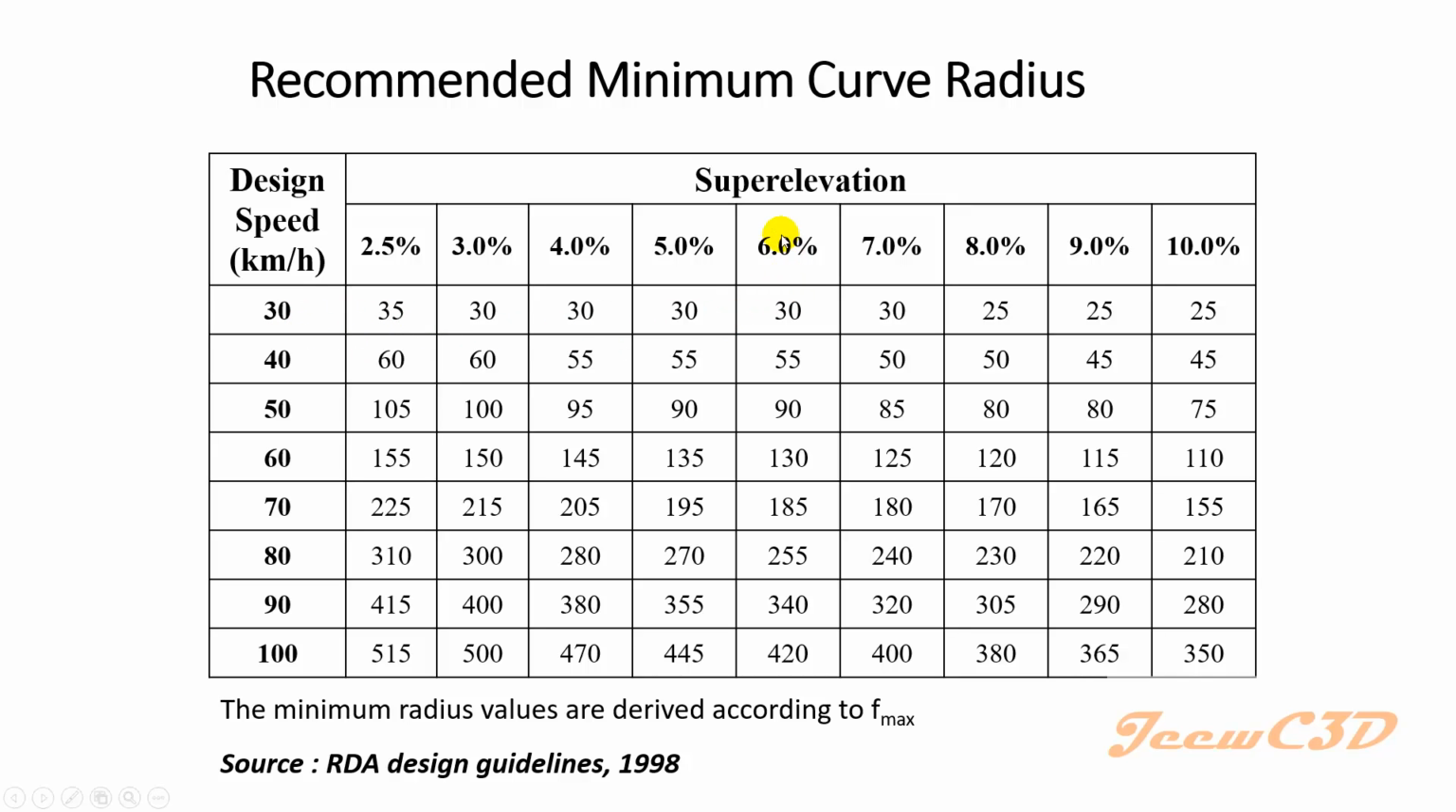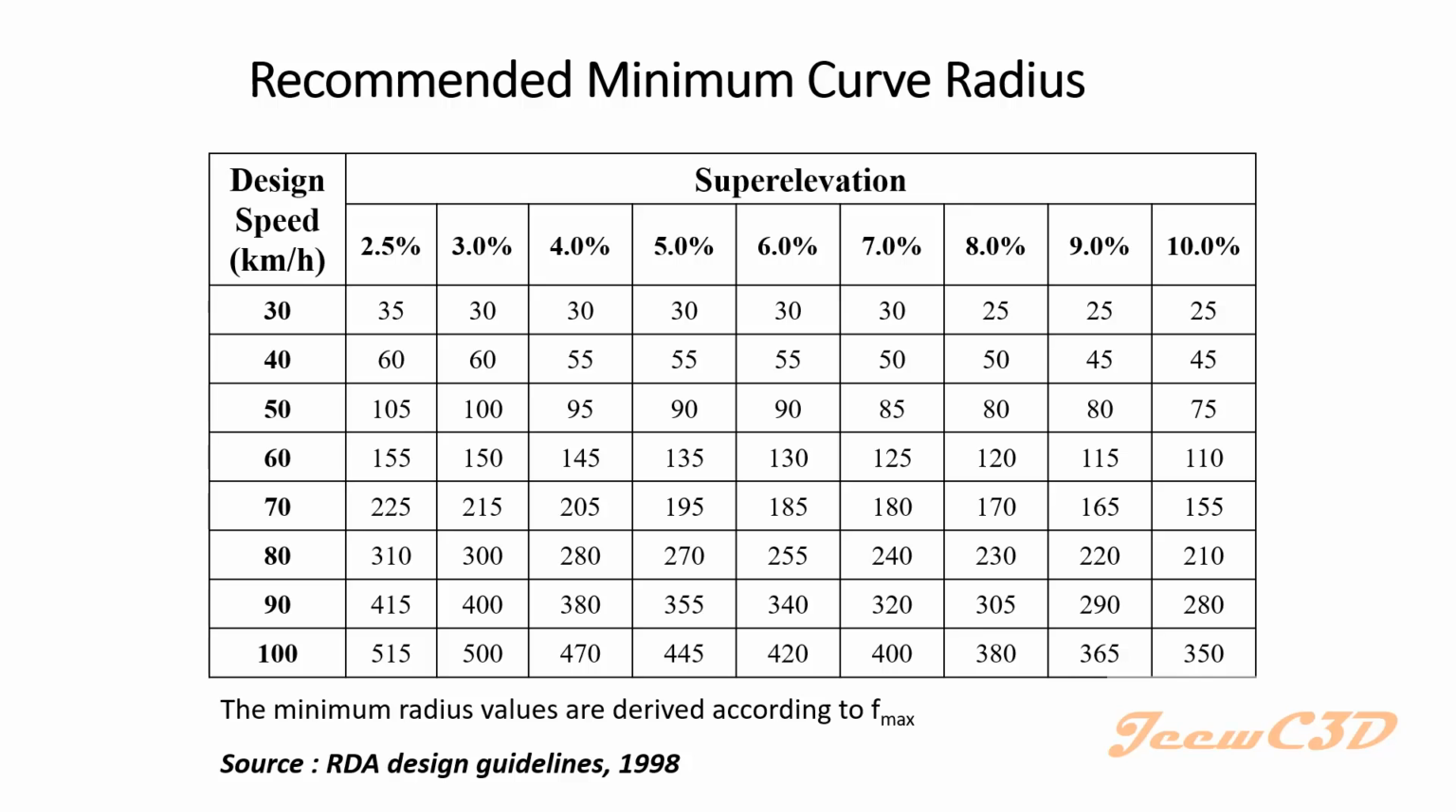So if you have a 25 meter radius, that can't be, so you have to increase the radius to 30 meters or more. It is okay to have a radius, let us say 35 meters, because it is greater than 30. So that is the basis of how to select the road curves.